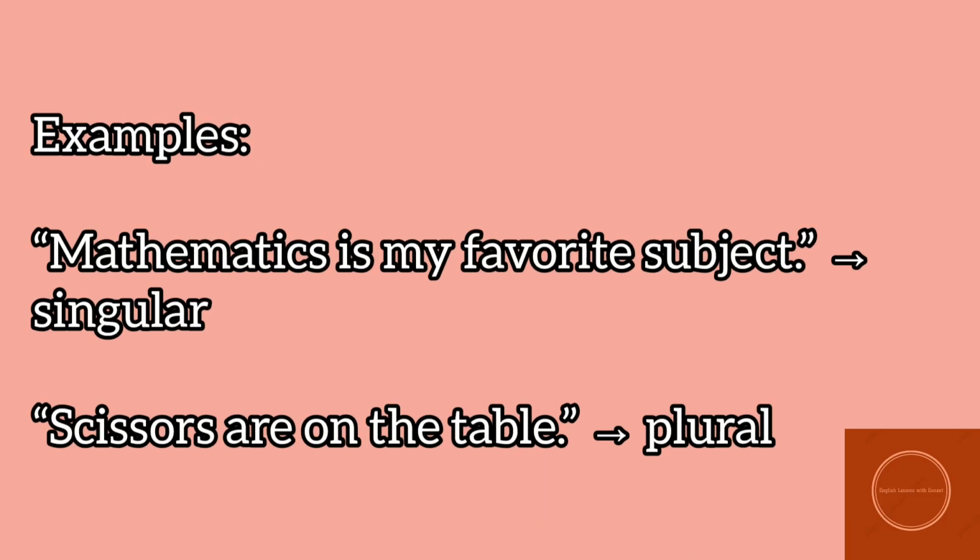Then we have rule 6, which are just basically some tricky exceptions that are there. Some words look plural but are singular, or vice versa, even we can say. Like, let's take the example of mathematics. Mathematics is my favorite subject. Here we use is, as mathematics is treated as a singular subject. Or we can also take the example of scissors, like scissors are on the table. Now we can say that maybe just one pair of scissors is lying on the table, but still we are treating scissors as a plural subject and using the plural verb are with it.